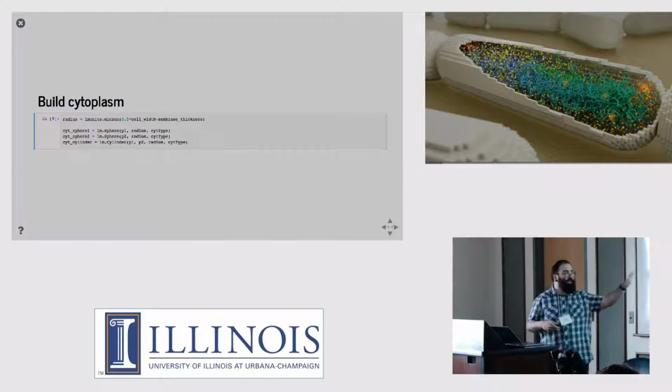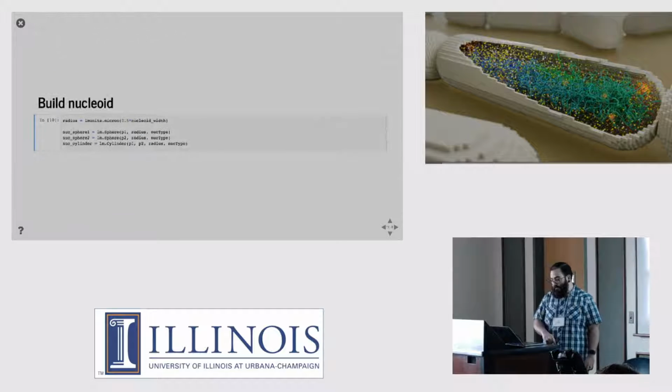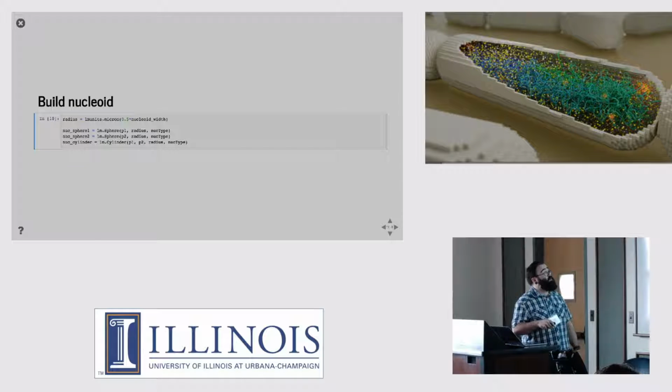So we do the same thing for the cytoplasm here, and we take the cell width and we subtract the membrane thickness, and this whole thing is divided by 2. So this is the radius minus how thick we want the membrane. That gives us the radius of the spheres and cylinders. Finally, we do the same thing for the nucleoid region, this time using half of the width of the nucleoid for the radius, so that was defined earlier as half the radius of the cell.